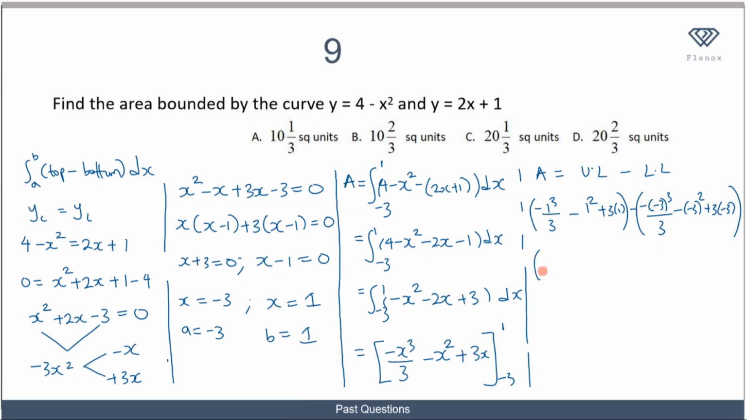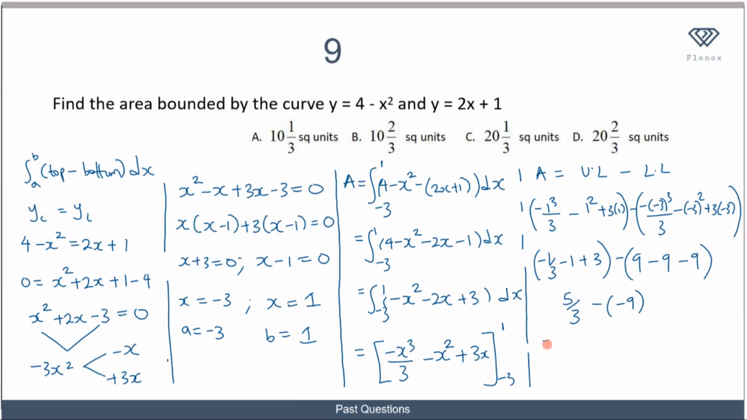1 cubed, so this becomes minus 1 over 3 minus 1 plus 3, and this becomes minus 3 cubed is minus 27. Minus 27 times minus gives me plus 27. 27 divided by 3 gives me 9. Minus 3 squared is 9. 9 times minus gives me minus 9. And 3 times minus 3 gives me what? Minus 9 also. So minus 1 over 3 minus 1 plus 3 gives me 5 over 3. Then minus, 9 minus 9 minus 9 gives me minus 9.